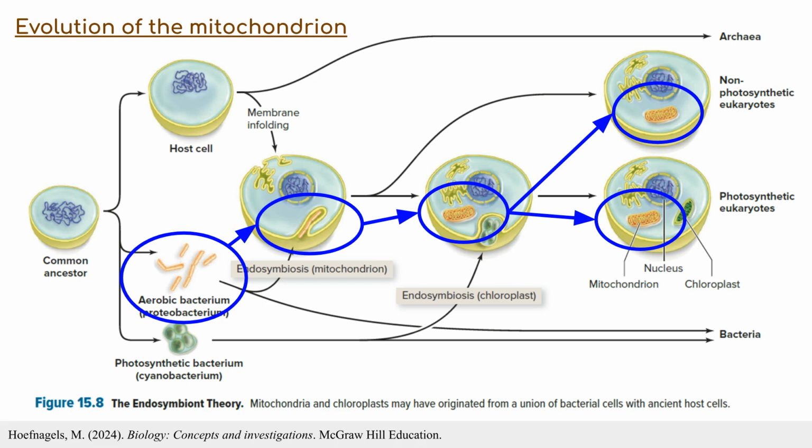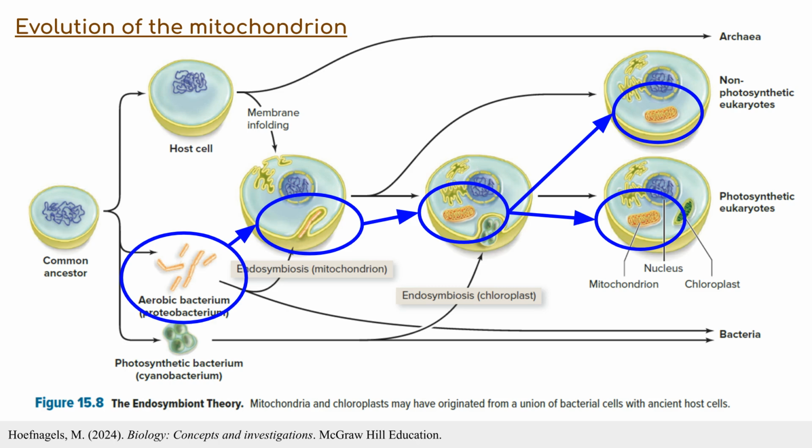This diagram shows the endosymbiotic theory. An early host cell engulfed an aerobic bacterium that could use oxygen to produce energy. Instead of being digested, the bacterium lived inside the host cell and provided large amounts of ATP. Over time, this bacterium evolved into the mitochondrion. This evolutionary event occurred before plants and animals diverged from a common eukaryotic ancestor. As a result, all eukaryotic cells, including both plant and animal cells, inherited mitochondria.